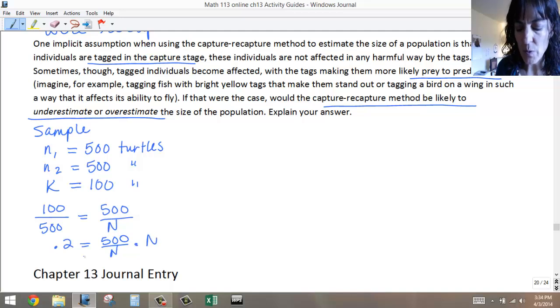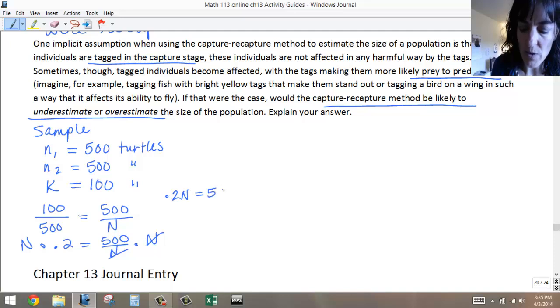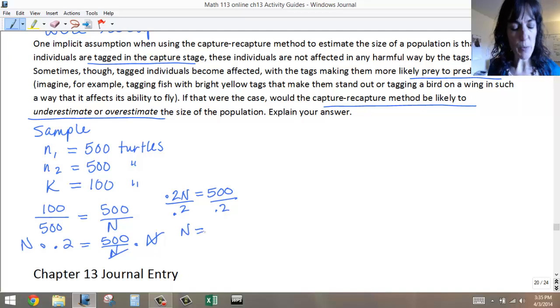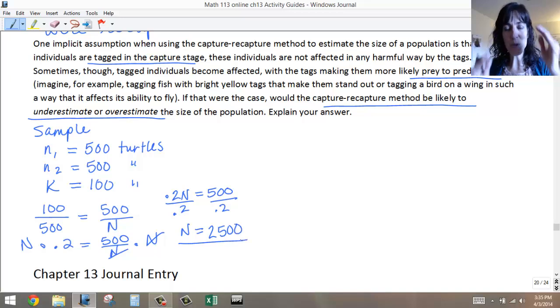So then we'll want to multiply both sides by N to clear it from the right. And then we have 0.2 times N. So I'm just going to rewrite over here. 0.2 N equals 500. So divide both sides by 0.2. Then my N, my big N, the population size, is 500 divided by 0.2. And so it comes to 2,500. Okay, so that's going to be our actual population.